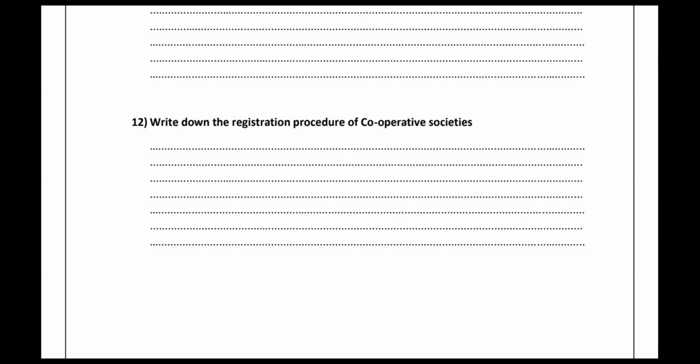Wait, guys, let me check all those. Anyone above 18 years can be a member of a cooperative society. That's correct. So the member requirement is that they should be above 18 years.